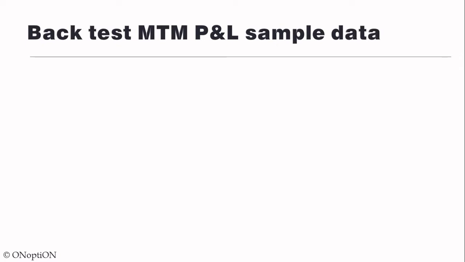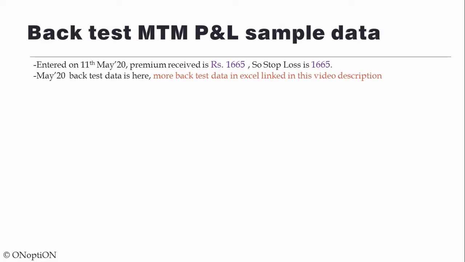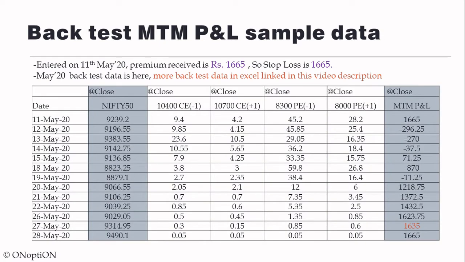Now we look at one backtest data. You have more backtest data in the Excel which is given in the description of this video. One of the sample data I have given here. For this data I assumed an entry on 11th May, and with that I received a premium of 1,665 rupees. As I said earlier, you have to use your exit point as 1,665. Whenever your loss goes more than 1,665, you have to exit. That should be your stop loss criterion to minimize your risk.